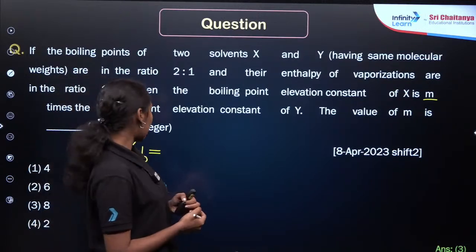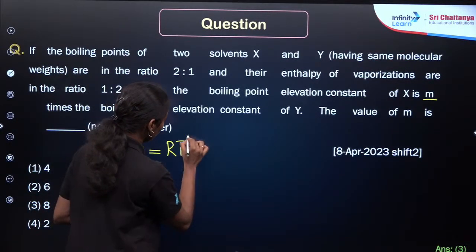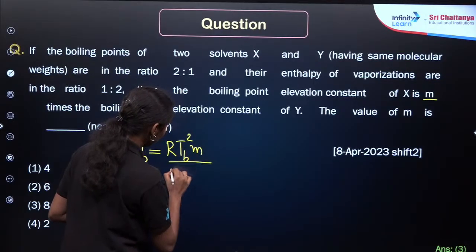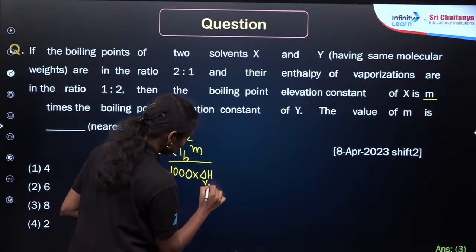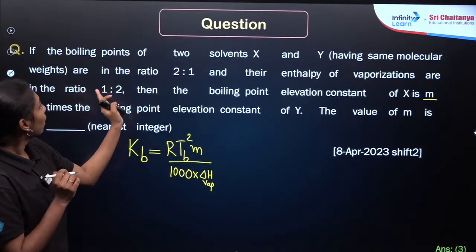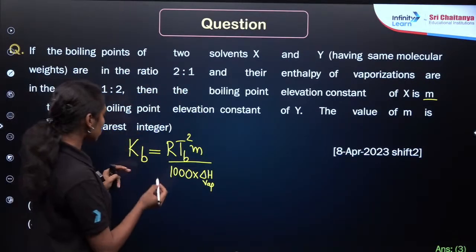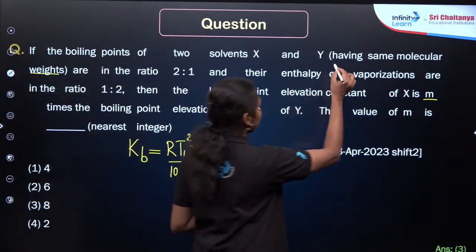Okay, what is the formula to calculate Kb here? RTb square m, where m is the molality, divided by 1000 into delta H vaporization. So this is the formula to calculate. As we already know, in the case of the first solvent, it is in the ratio of 2:1, and it is the same molecular weight, so we can just neglect the concentration given here.